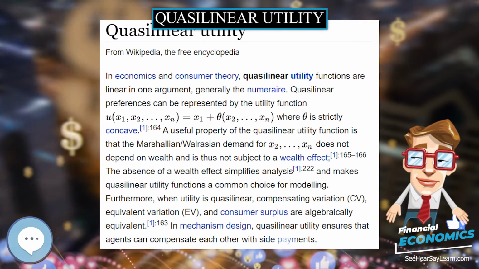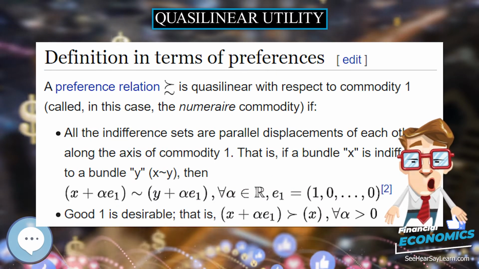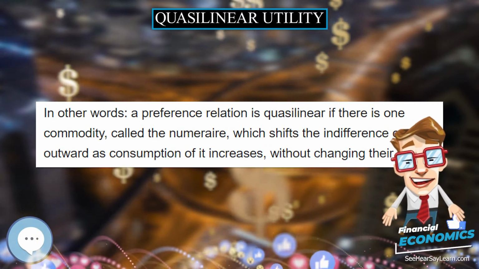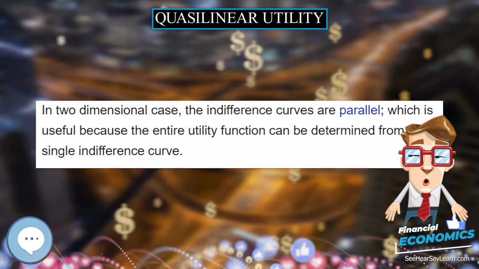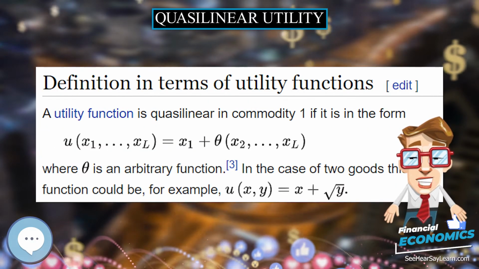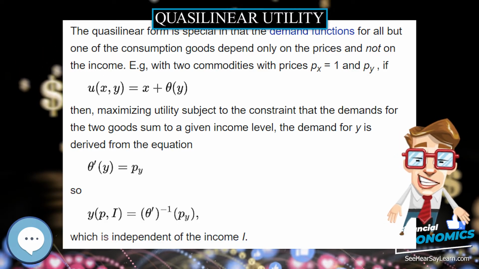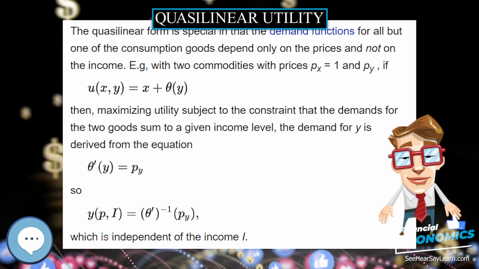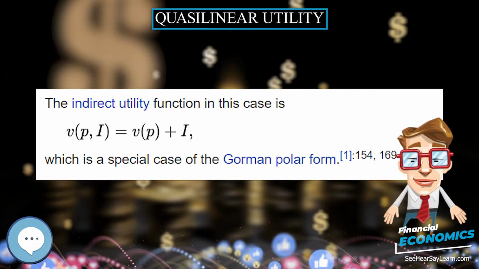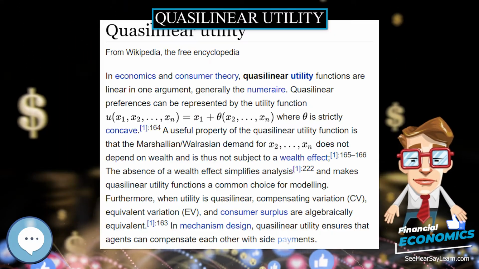Quasilinear utility. In economics and consumer theory, quasilinear utility functions are linear in one argument, generally the numeraire. Quasilinear preferences can be represented by the utility function u(x1, x2, ..., xn) = x1 + θ(x2, ..., xn), where θ is strictly concave.